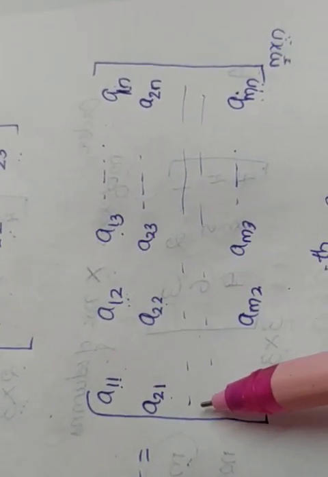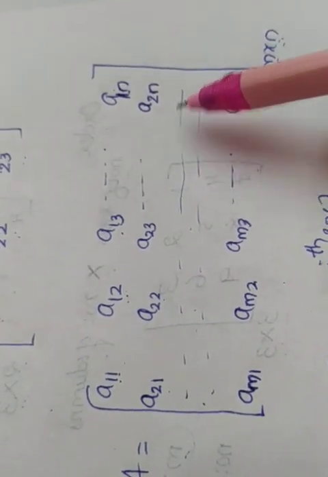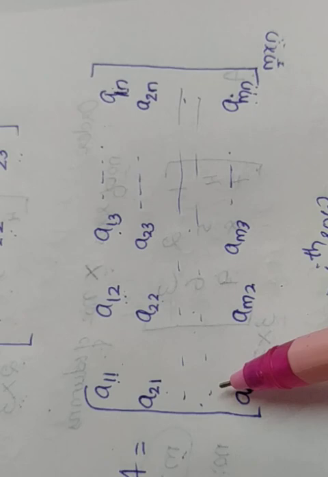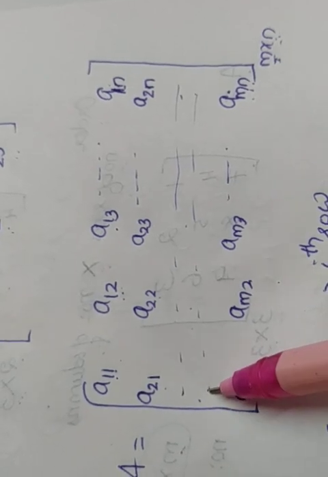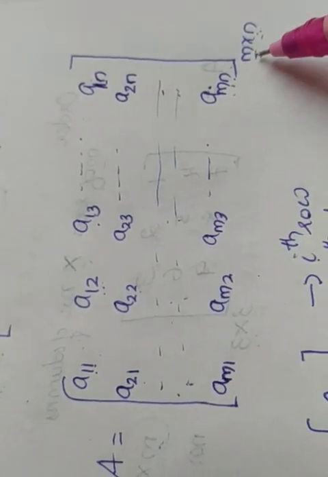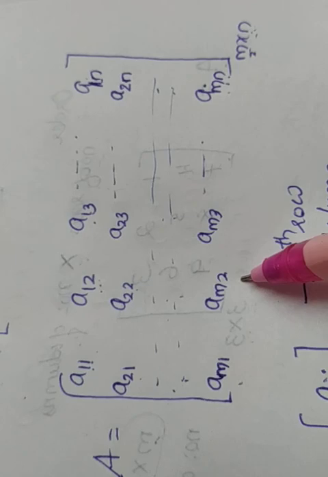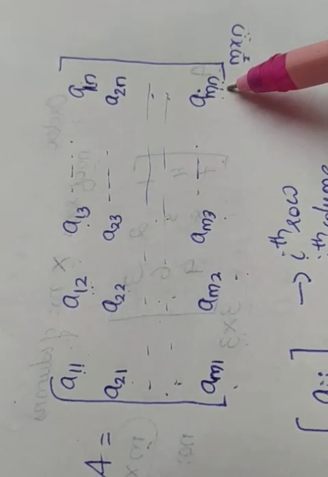Okay, and if you want to write in expanded form, it is A11, A12, A13, etc., A1N. Second row is A21, A22, etc., A2N. If I want to write the fifth row, how can I write? A51, A52, A53, etc., A5N. If I want to write the seventh row, how will I write? A71, A72, A73, etc., A7N. And since we are sure that there are m rows, the last row will be AM1, AM2, AM3, etc., AMN.